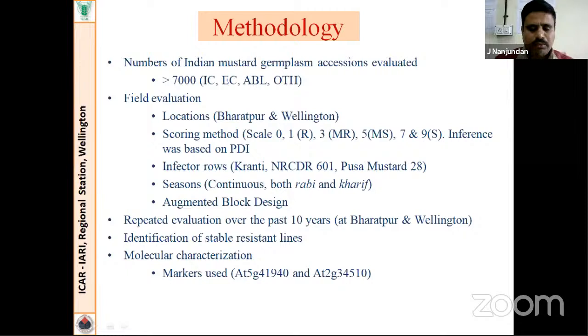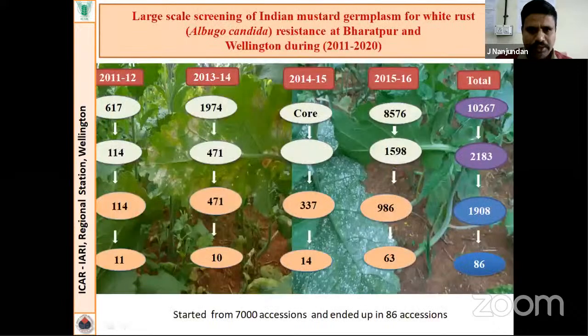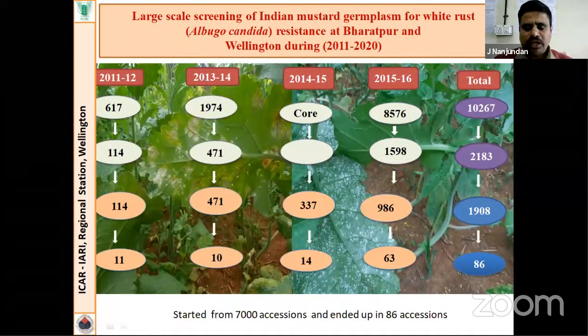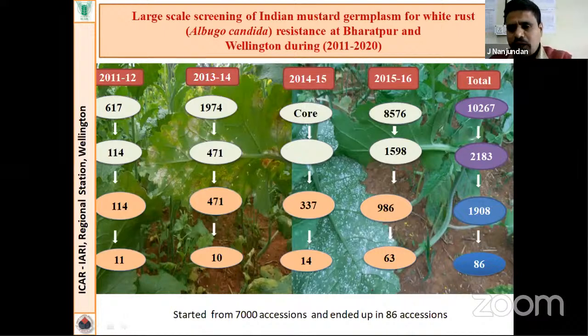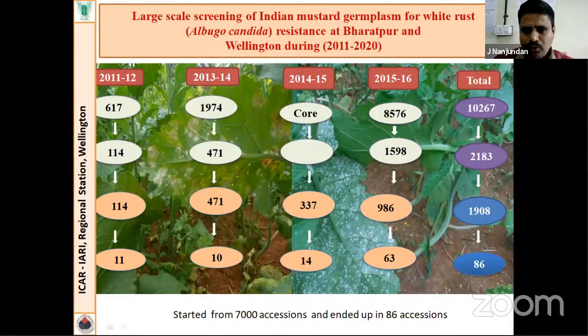After identifying the stable lines, we used certain markers already tagged with the resistance locus in Heera and Donskaja. So this is the program. We started with 7,000 accessions at Bharatpur. We narrowed down to 2,100 at Bharatpur. Then we brought 1,900 to Wellington, out of which we got only 86. So out of 7,000, we ended up with 86 resistant to Albugo candida at Wellington.